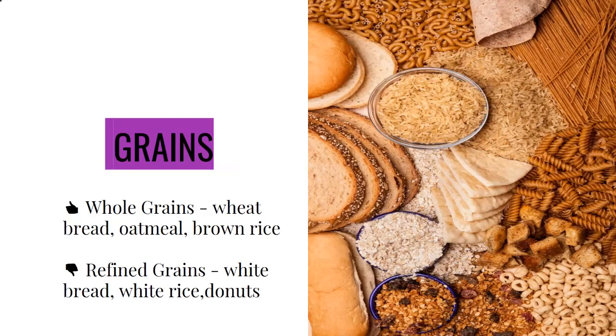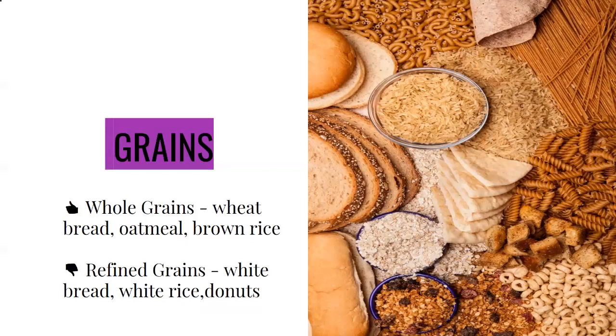So whole grains, all that means is the grains like the wheat, for example, or the oats in those grain products hasn't been as heavily refined. So they retain their fiber. Examples of whole grains would be things like wheat bread, oatmeal, brown rice, wild rice, and wheat pasta.